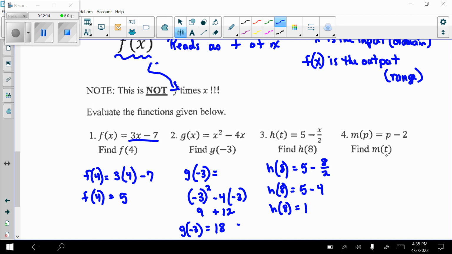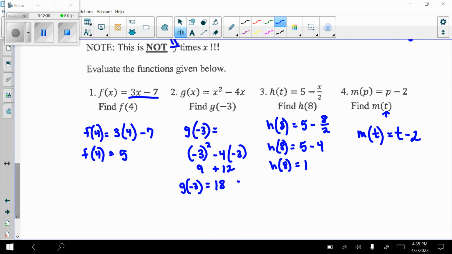Okay, so for this one, you don't have a value. You just have a different name for the variable. So instead of m of p, you're going to make p equal to t. So m of t is simply going to be t minus 2. You don't know what the value of t is. All we did there was we changed the name of the variable, which is handy when you get to some higher level math classes.